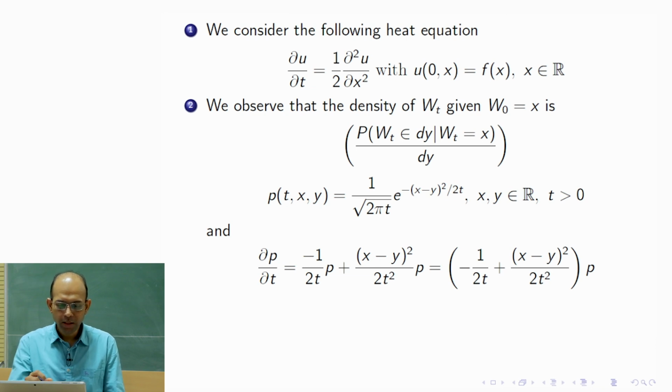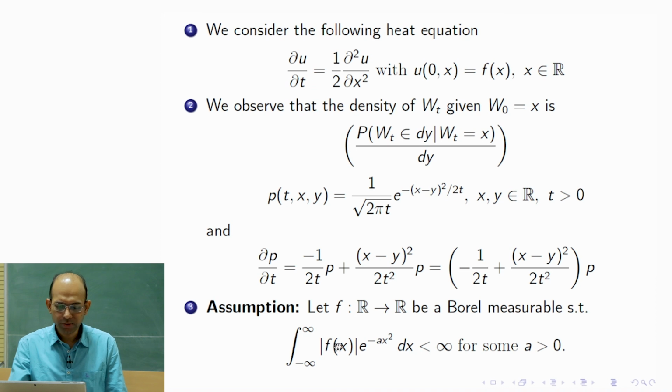And if we now compute the partial derivative of p with respect to t, we see that it is the product of two terms. So from here we are going to get minus 1 over 2t times p, and then from the other part we get (x minus y) whole square by 2 t square times p. So we are going to get this, and we record this expression here.